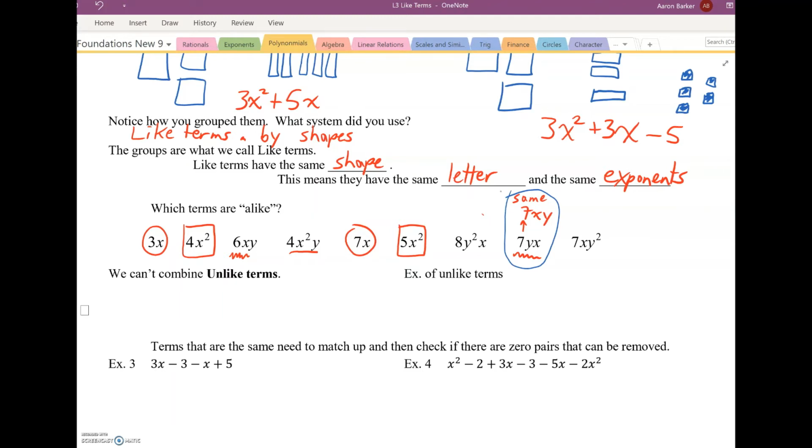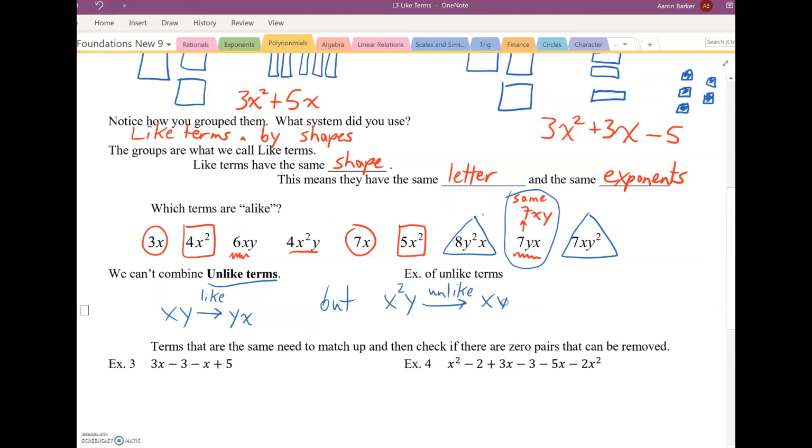Okay. What else is the same? Do you have any others? Well, you have this term right here, a xy squared or y squared x. I kind of gave it away. Those are exactly the same. So those are the same terms as well. Okay. So we can't combine unlike terms. So just to let you know, xy is like a yx. But, example of unlike terms, x squared y, that is unlike xy. It is unlike xy squared. Those are all different terms. Very important to know.